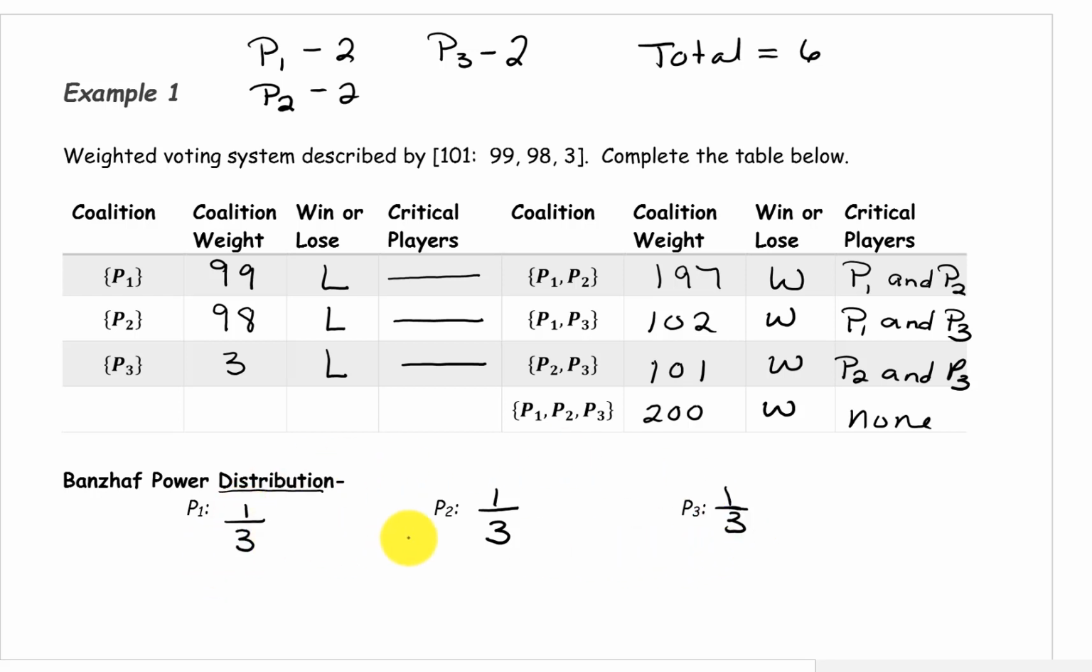They all have the same amount of power, even though their weights are very different. Player 1 has a weight of 99, player 2 98, and player 3 only has a weight of 3, but still has just as much power or control in this weighted voting system.